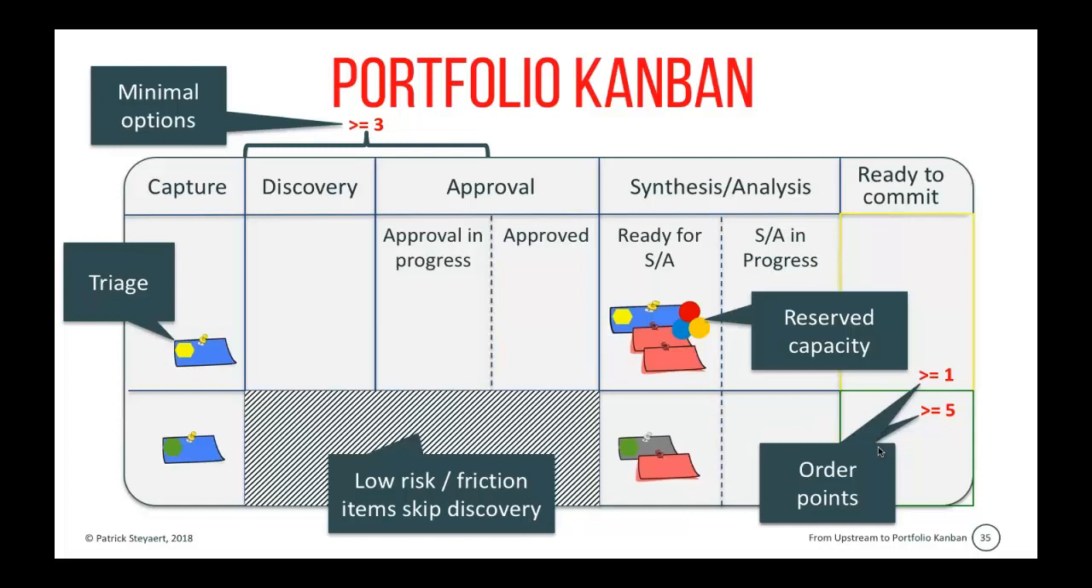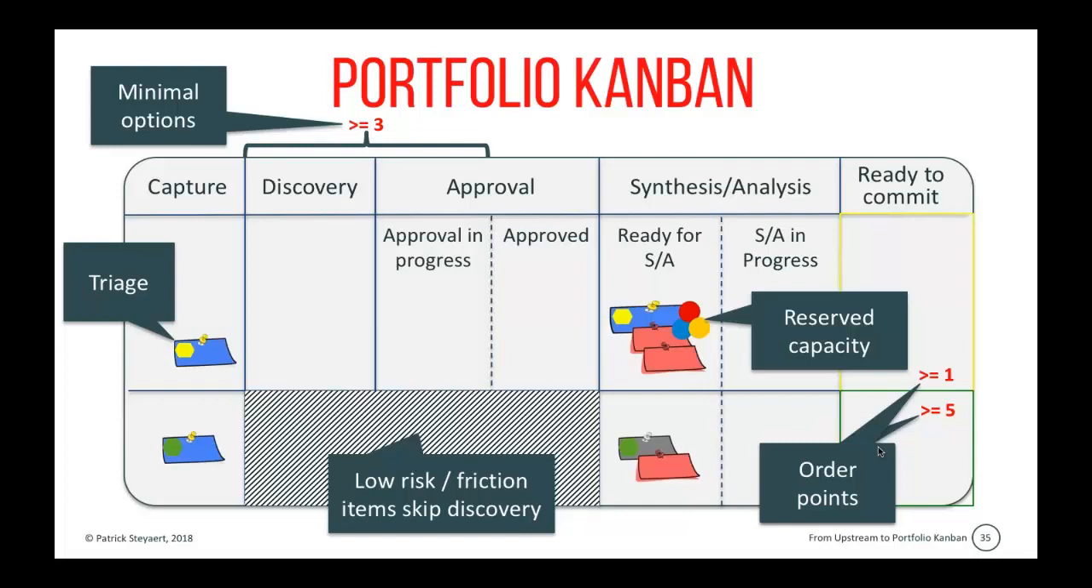We see the reserved capacity. So cap tokens that are moved upstream to reserve capacity for an important upcoming request. We see order points. So in this case, order points on the ready to commit. In practice, probably this will be order points on the combination of the ready to commit and the input queue of the downstream Kanban board.